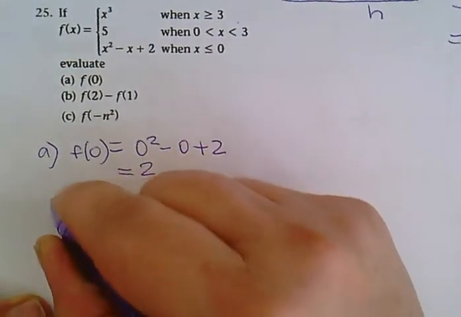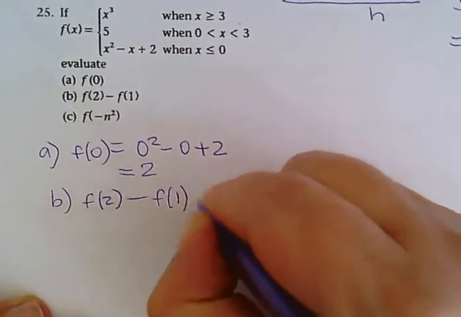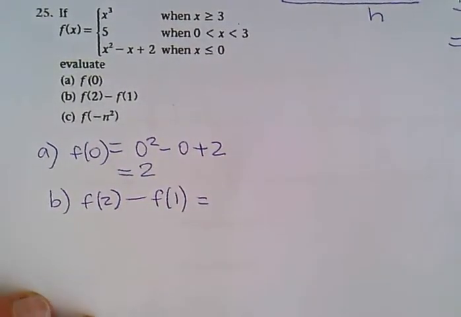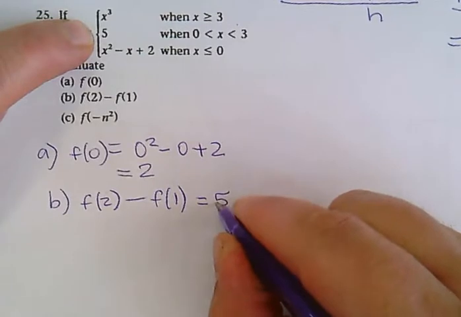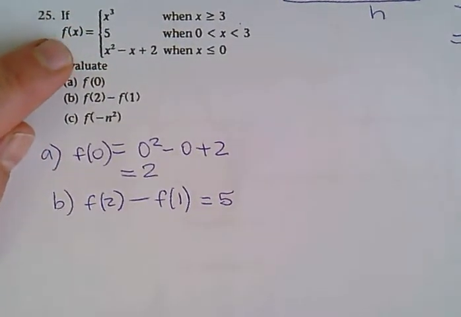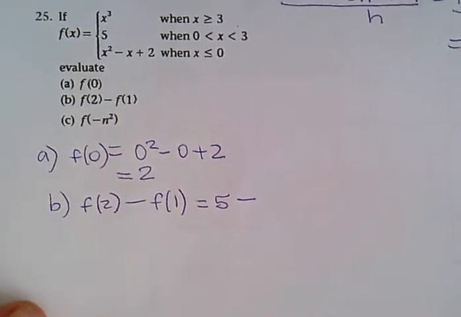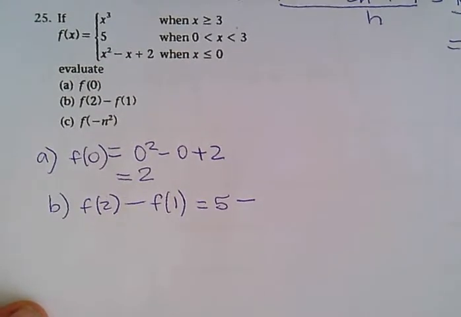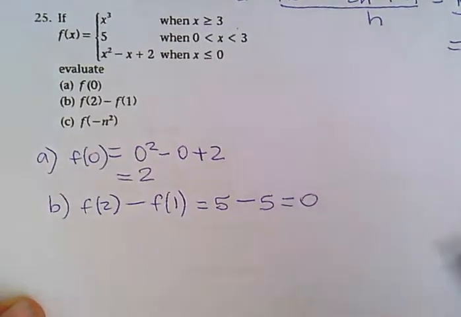Good. Now we want the function of 2 minus the function of 1. Maybe we'll do this one in one step. Function of 2, which one? The middle, which is just 5. See, the middle one its value doesn't change depending on x. It's always 5. Take away, which one's the function of 1? Middle. 5 minus 5, which is 0.